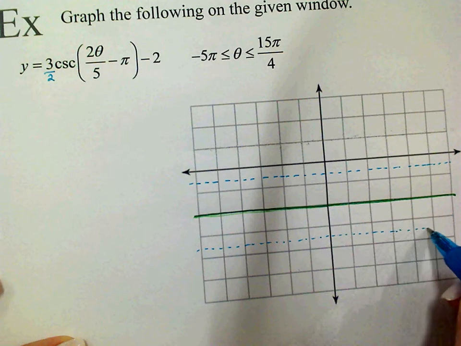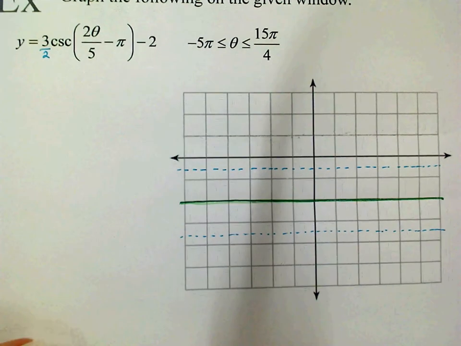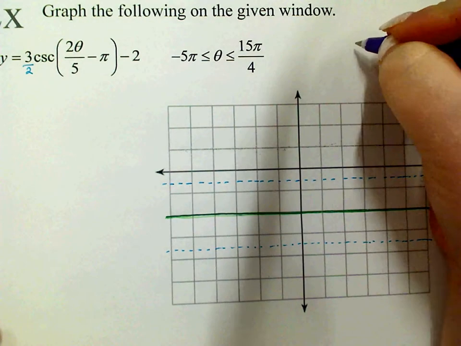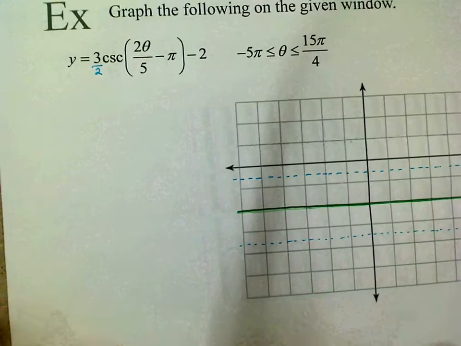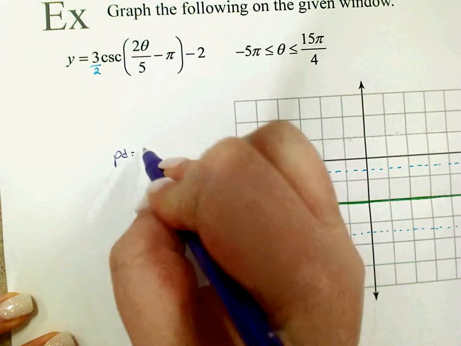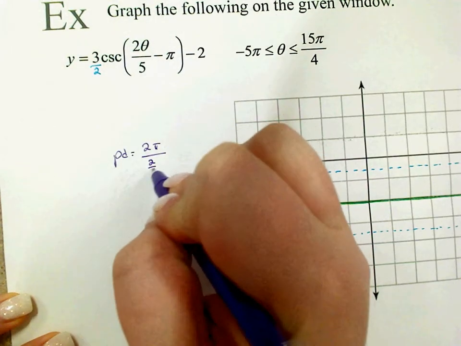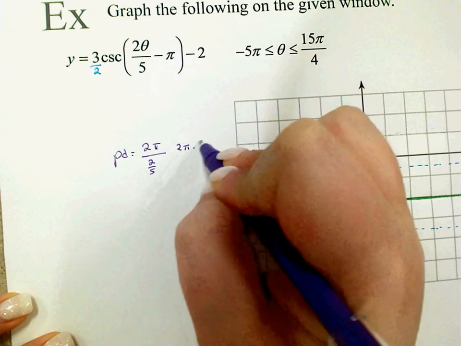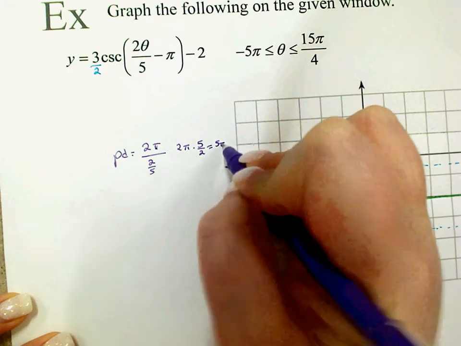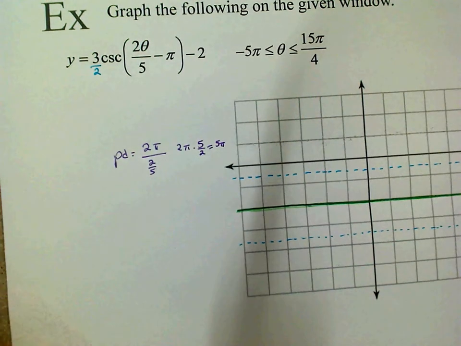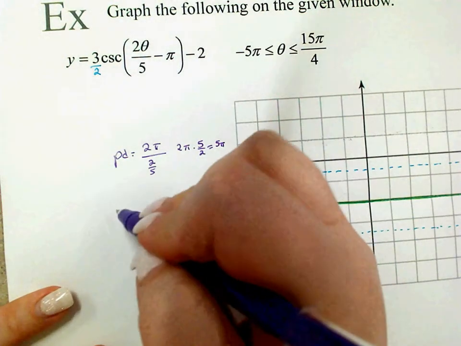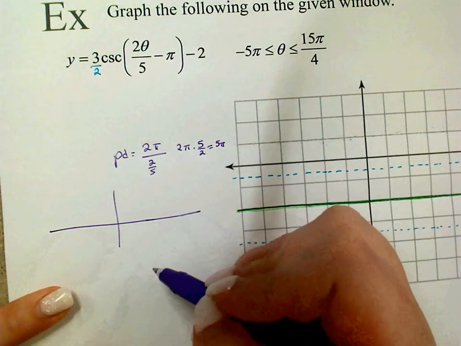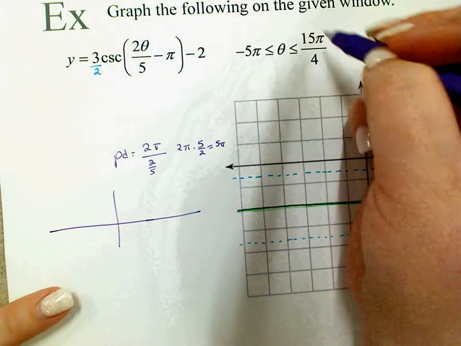Okay. Let's determine the period. Period is 2 pi divided by b, which is 2/5, so that's 2 pi times 5 halves, which is 5 pi. Okay, I know I need to go from negative 5 pi to 15 pi over 4. I don't know where 15 pi over 4 is, so I'm going to have to figure that out.